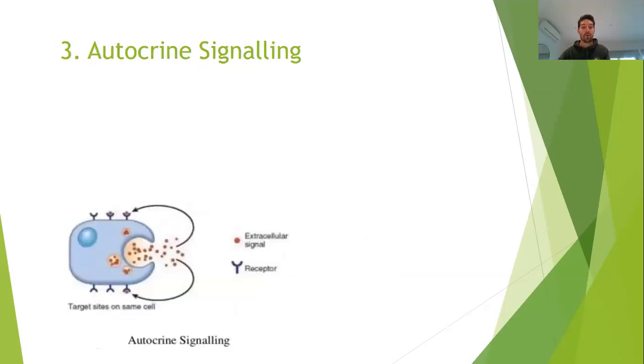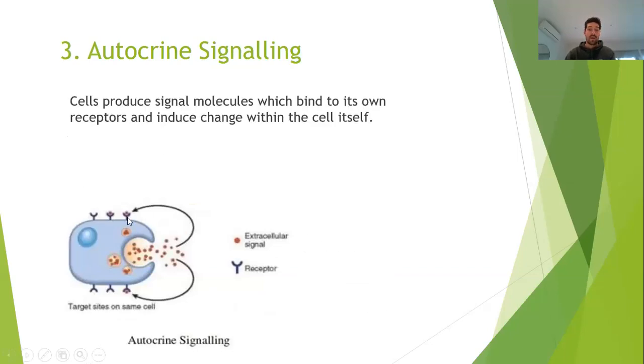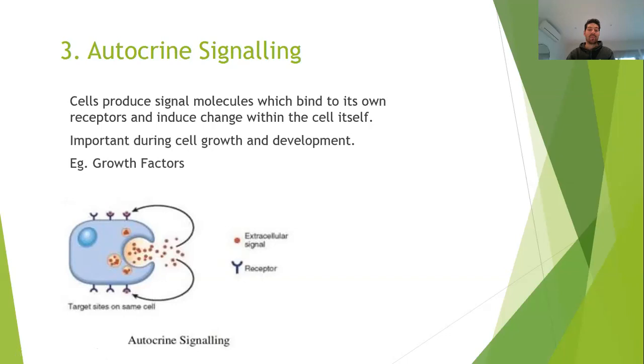The third type is autocrine. This is where a cell sends out a message which actually is received by itself. And you can see that's going to cause some sort of change within its own cell. So here you've got a cell releasing a ligand, these little red circles, and they're actually going back and binding to its own receptors. And we would use this for things like cell growth and development. When we're sending out something like a growth factor, this cell is sending it out to be received by itself.